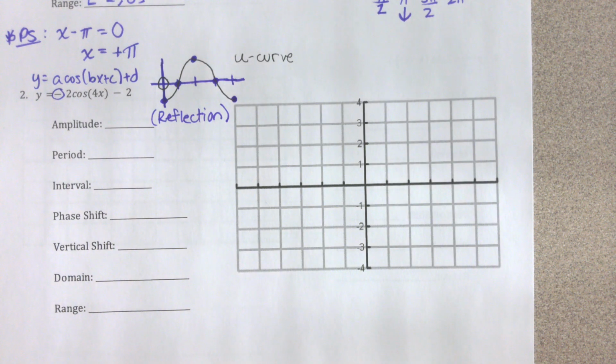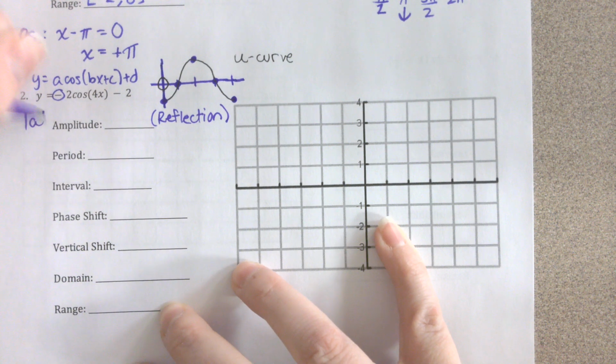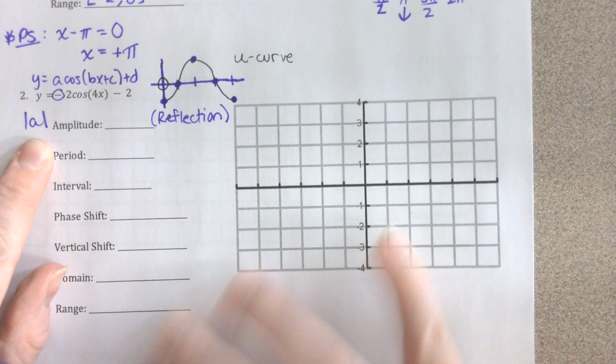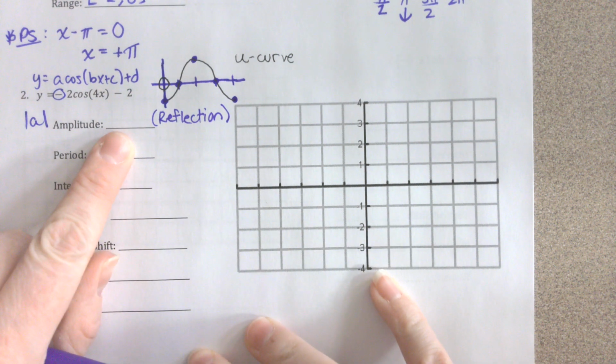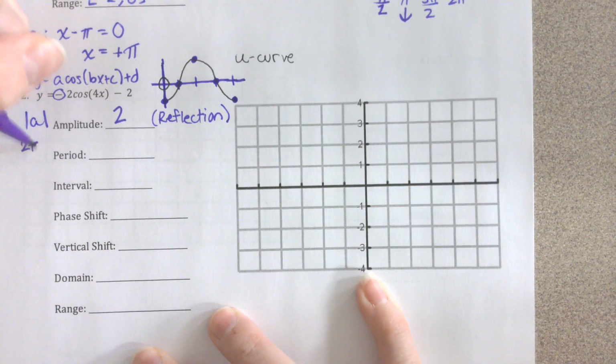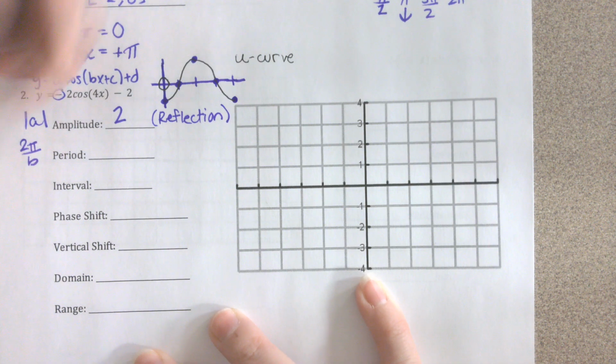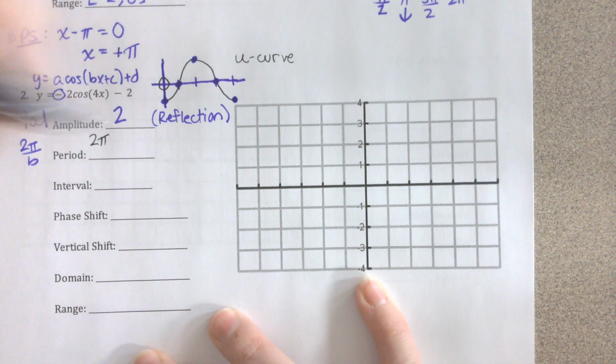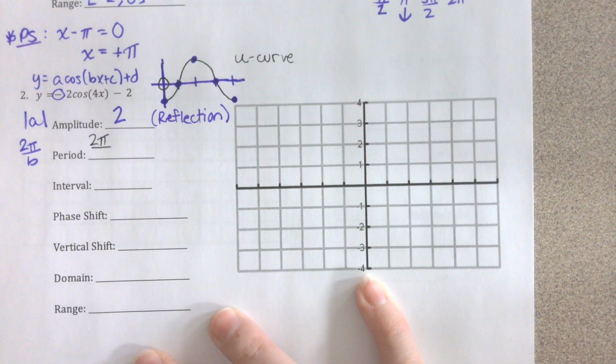Filling in the info, amplitude, again, absolute value of A. This is where absolute value is really important and reminds you that when you write this down, you're still going to write +2, not -2. Period, 2 pi over b. This time my b is not 1. I do have a number in front of the x, and it is 4.